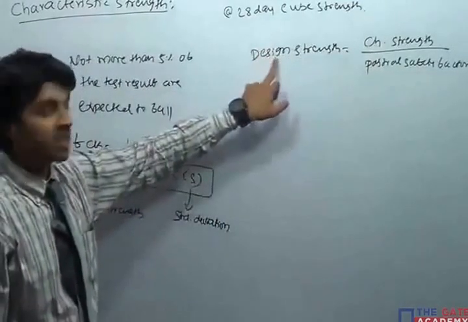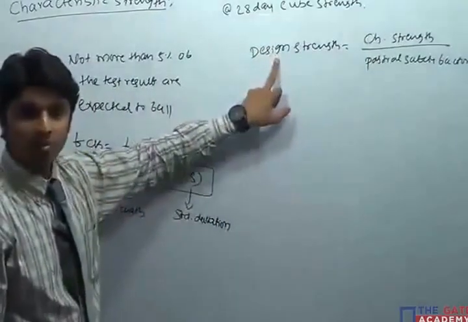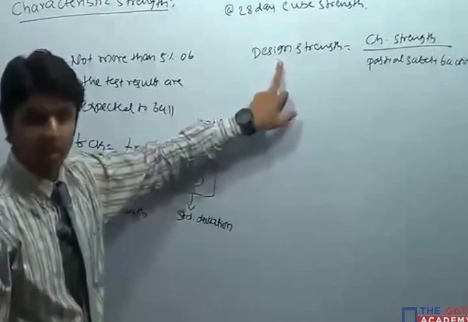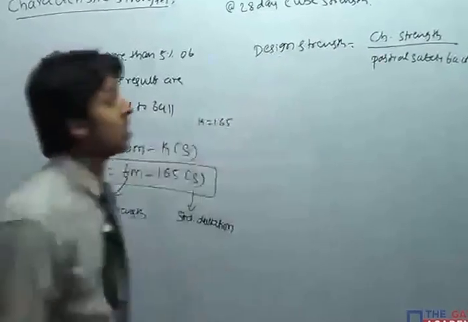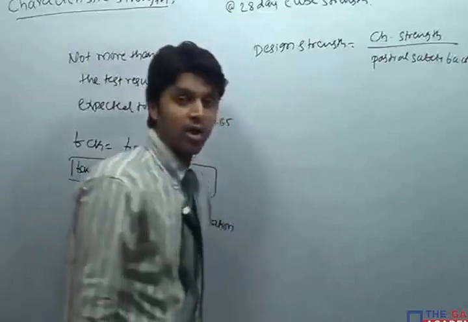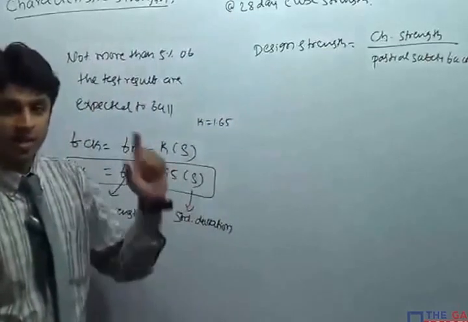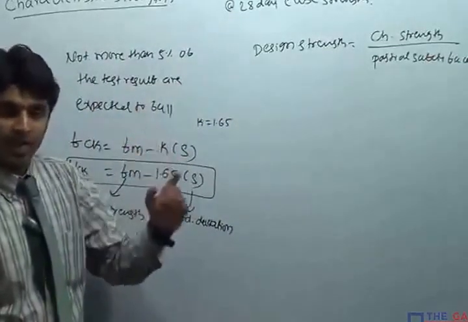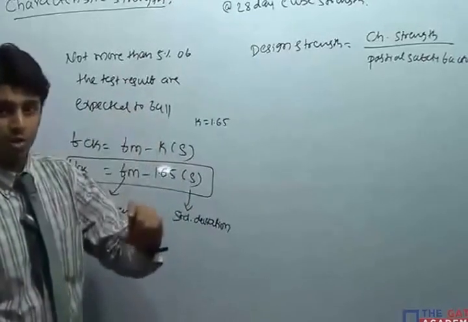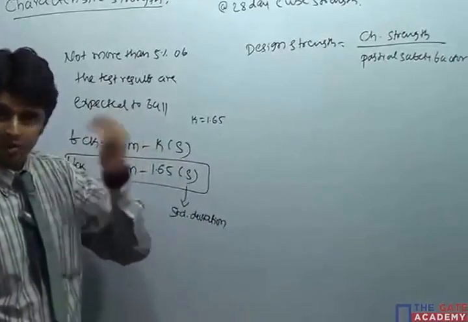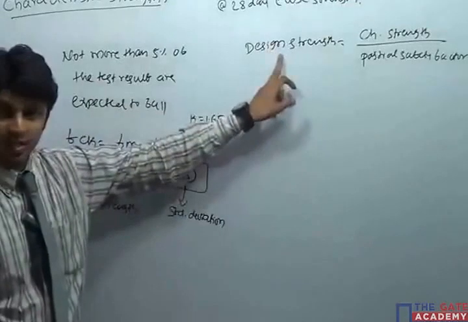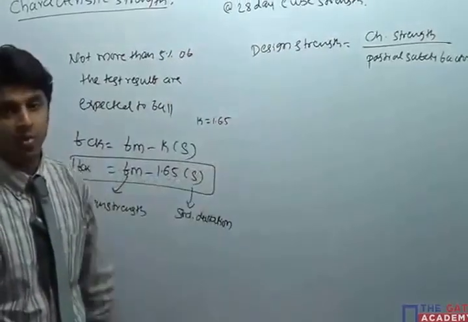Here you are underestimating the strength of the member when you are using it in a structure. Whereas in case of load, you are overestimating. The design load is nothing but 1.5 times the characteristic load. In case of the load, you are overestimating, whereas in case of the strength, you are underestimating the strength of the member.